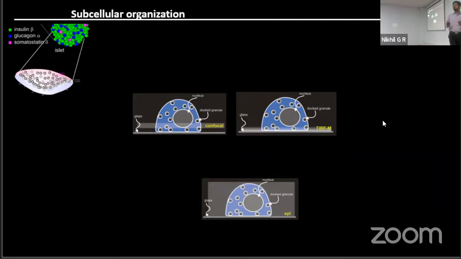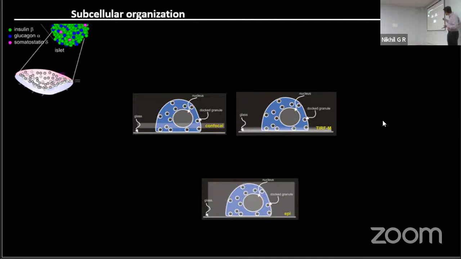In TIRF microscopy, you hit the light at a critical angle onto the glass surface, and then there's something called an evanescent wave. So there's only 100 nanometers that you can see here. This is the TIRF field, the evanescent wave. So you can only visualize in those 100 nanometers. Very beneficial for us because we can visualize the granules which are close to the membrane. And that is where the action is happening, right?